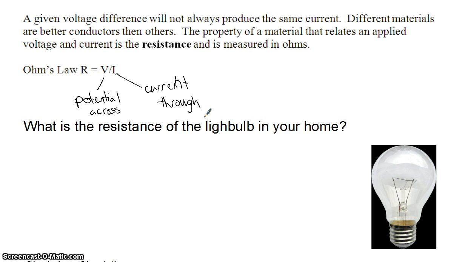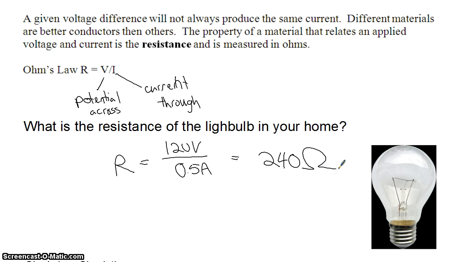And so resistance is just a measure of how hard it is for the current to move through that device. So I want to know what is the resistance of the light bulb in my home. Well, the voltage is still 120 volts. We talked about the current on the last slide, 0.5 amps. And so if I take 120 volts divided by 0.5 amps, that means that light bulb has to have a 240 ohm resistance.